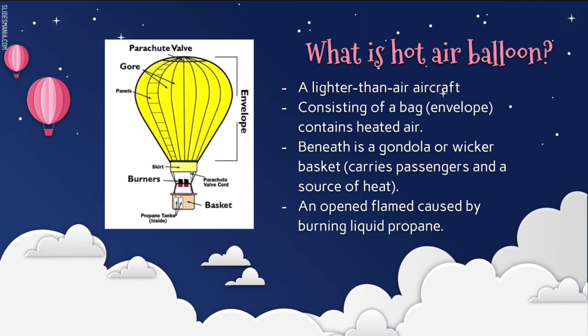The envelope is the bag containing the gas in a balloon or an airship. The parachute valve is the valve on the balloon that releases gas to control the density of the balloon. The gore is the subsection of the balloon that makes up the envelope. The burners heat up the air molecules, causing them to move faster and further apart. The basket is where the passengers are located along with the fuel tanks. An open flame is caused by burning liquid propane.